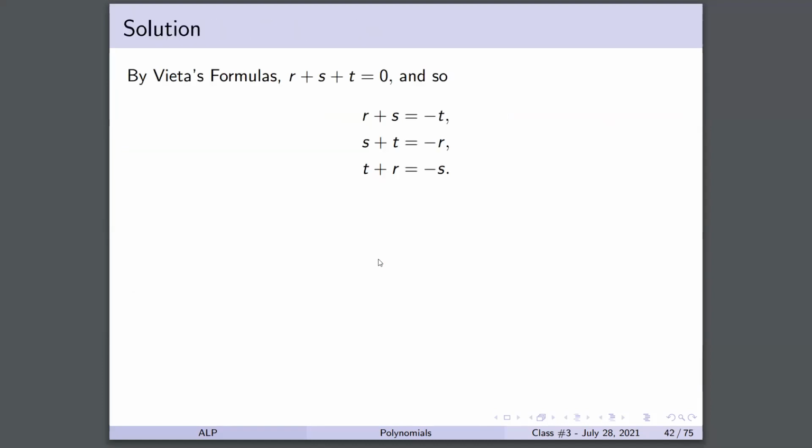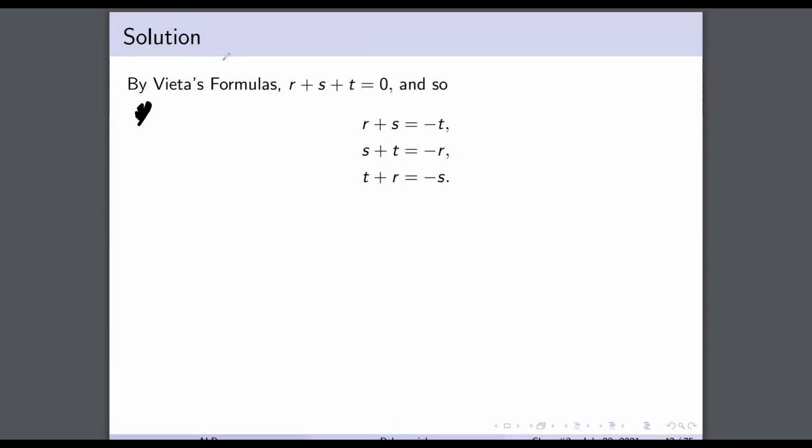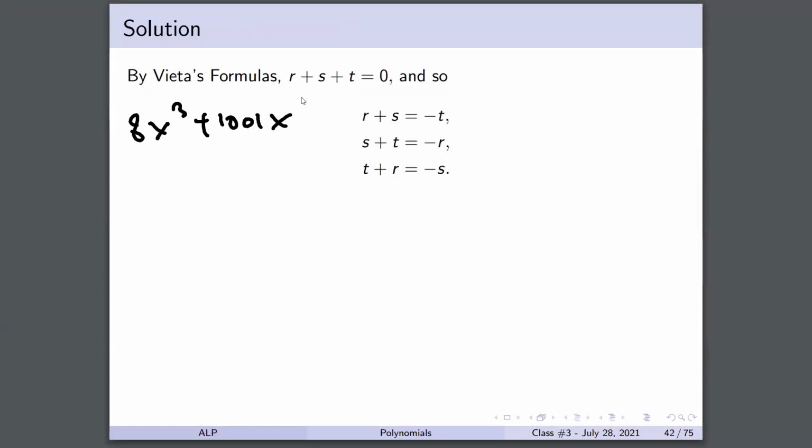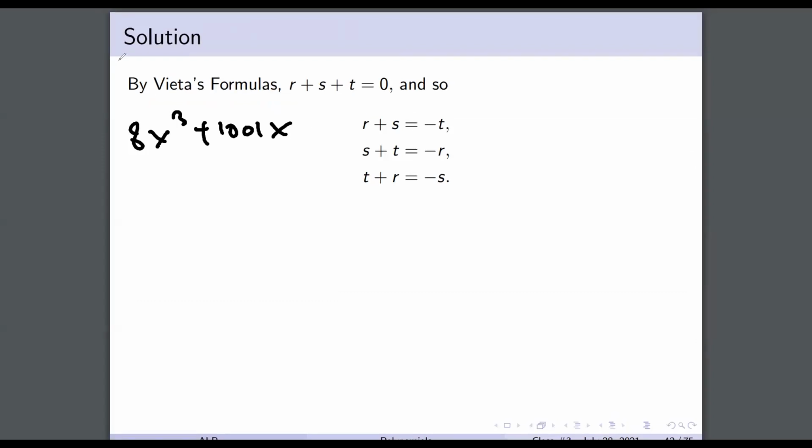All right, so let us copy the formula down. That's the ugliest looking x I've ever seen. I forgot what the thing was. Let's go back. Plus 2008. So basically, we remember that the sum of the roots is negative b over a. However, we realize that there's no x squared term, so this just must equal 0, which is where we get this.